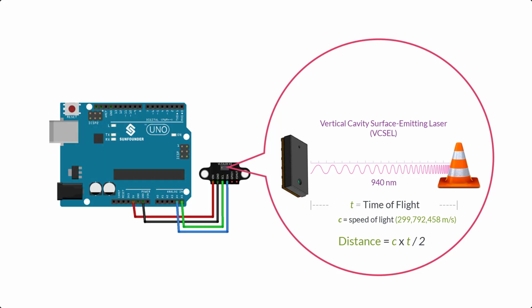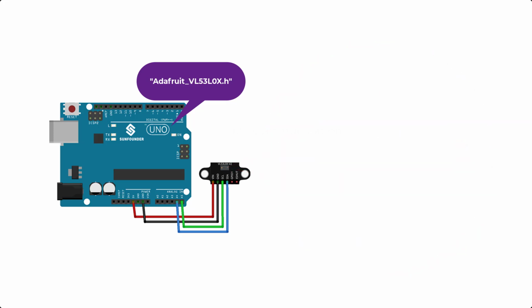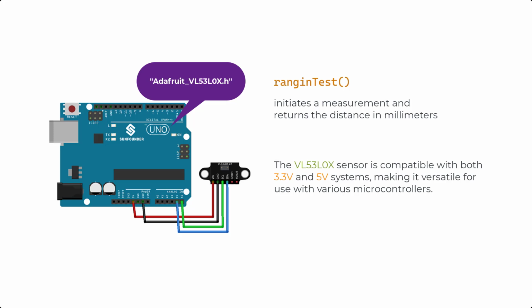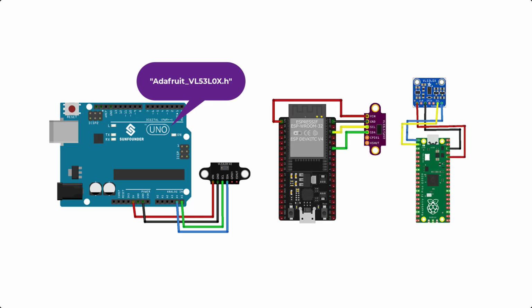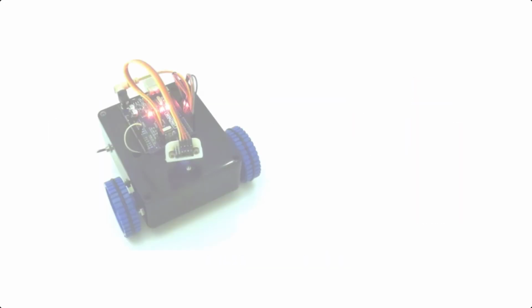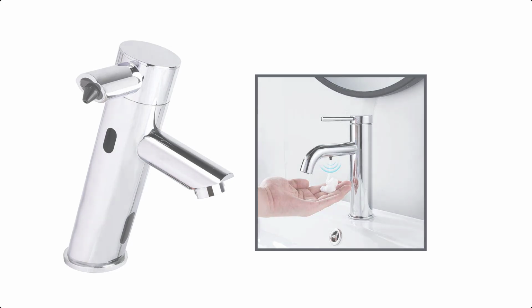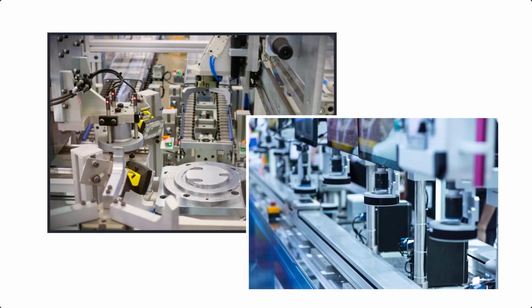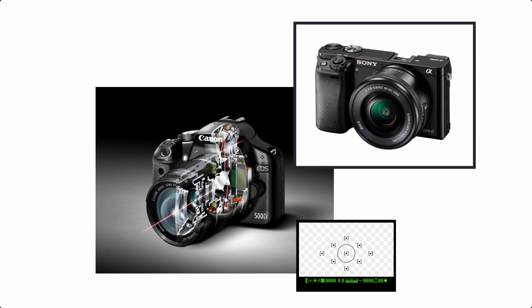In Arduino, this process is simplified by using libraries like the Adafruit VL53L0X library. The library handles the communication with the sensor over I2C and provides functions to initiate measurements and retrieve distance data. For example, the rangingTest function in the Adafruit library initiates a measurement and returns the distance in millimeters. The sensor is also compatible with both 3.3 volt and 5 volt systems, making it versatile for use with various microcontrollers like ESP32 and Raspberry Pi. The VL53L0X sensor is widely used in various applications due to its accuracy and reliability. It is commonly used in robotics for obstacle detection and navigation, smart home devices like automatic faucets and soap dispensers that utilize hand detection, industrial automation for object detection in production lines, and consumer electronics like enhancing autofocus systems in cameras.